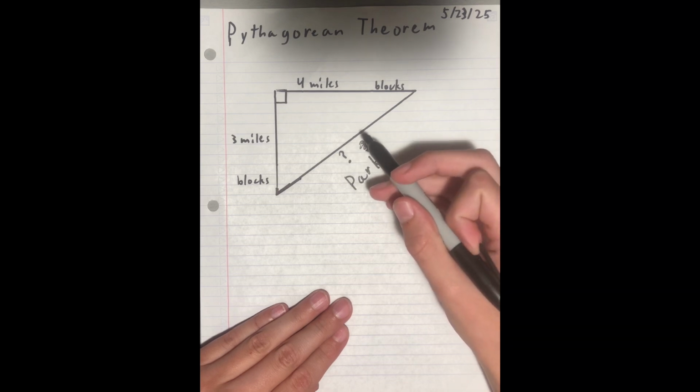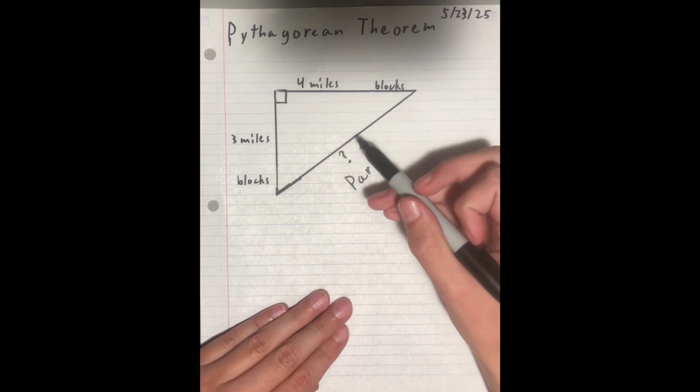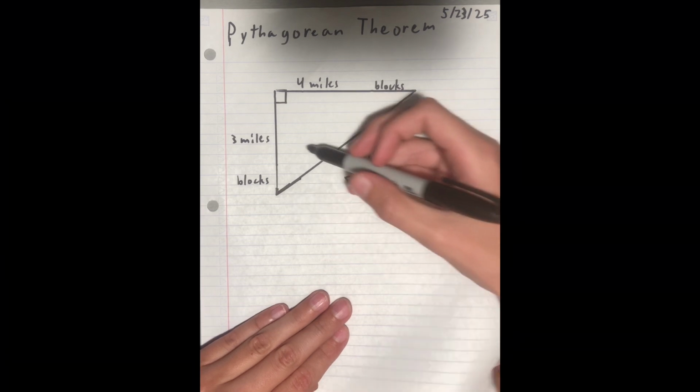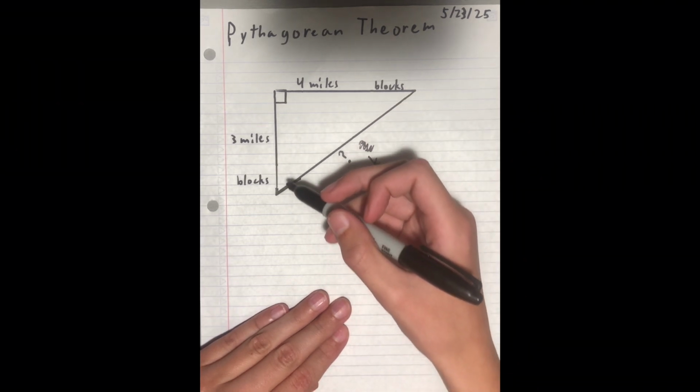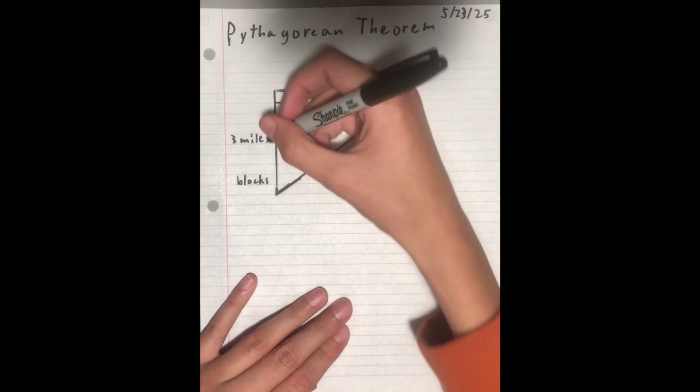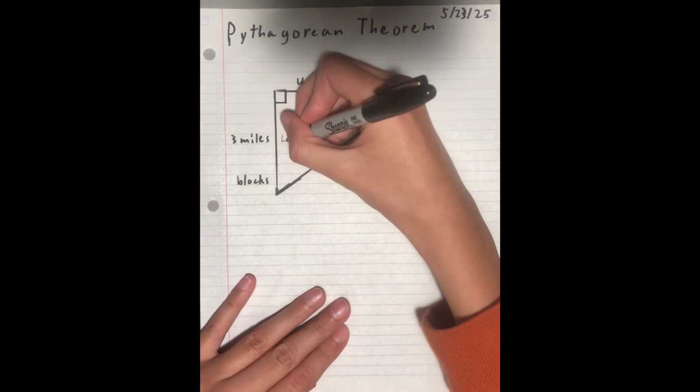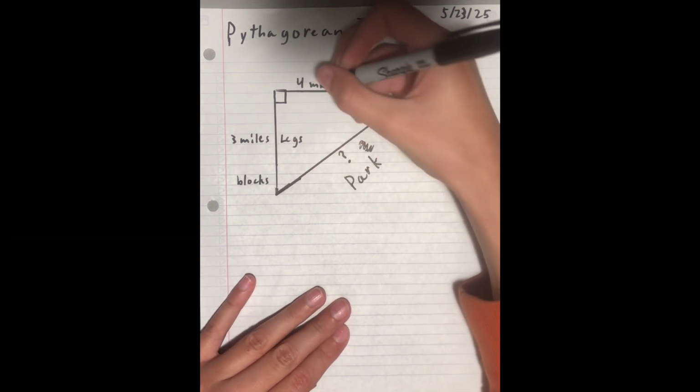Before we apply this rule, I want to label our right triangle. The sides that are touching the right angle are known as the legs of the right triangle, so the sides that are 3 and 4 miles are the legs. So let's label them the legs. Oh, this marker isn't very good.